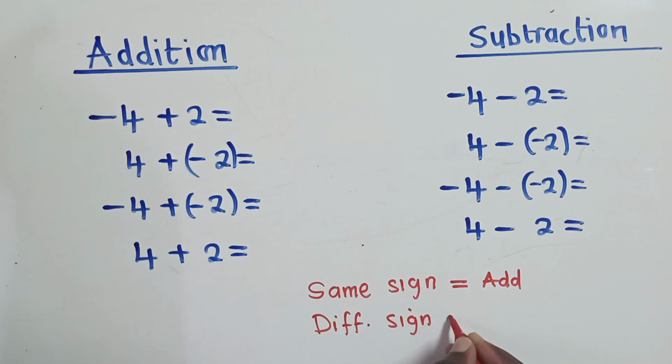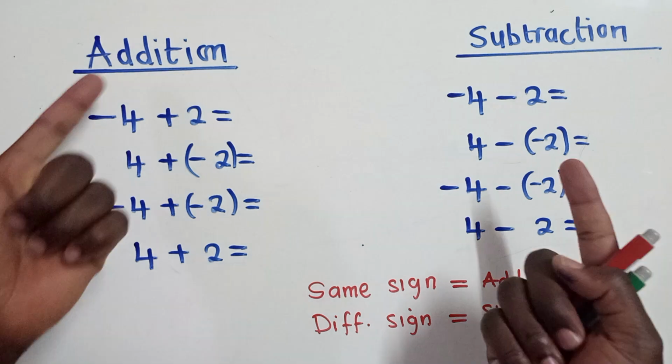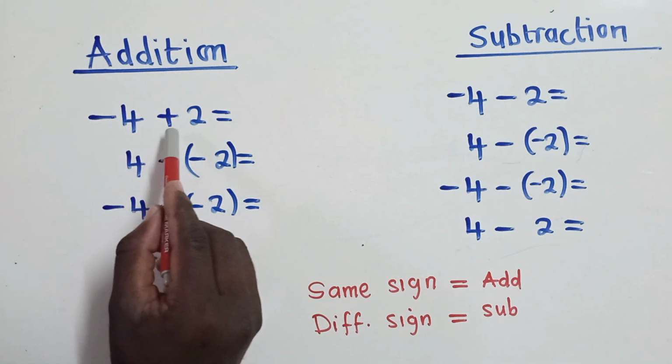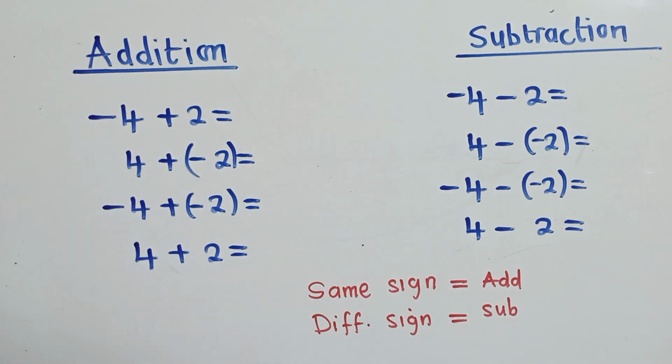Different signs, you subtract and get the sign of the bigger number. So these are the two rules that apply to addition and subtraction. So let's start with the first one. We've got negative 4 plus 2.